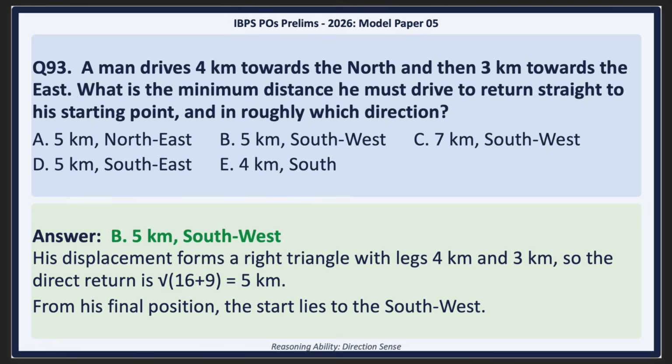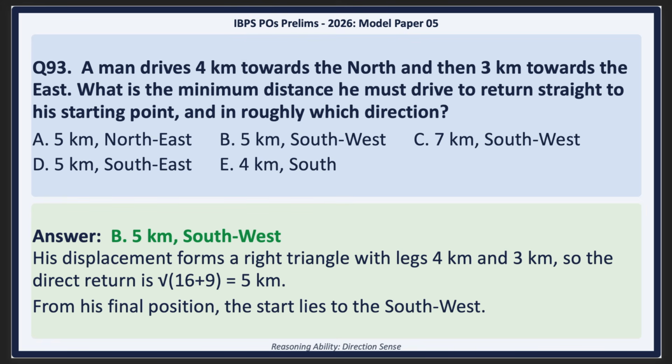The direct return distance is the hypotenuse, which is the square root of 16 plus 9, equaling exactly 5 kilometers. And since he currently sits north and east of his origin, he must travel south and west to get home. So the answer is 5 kilometers southwest.